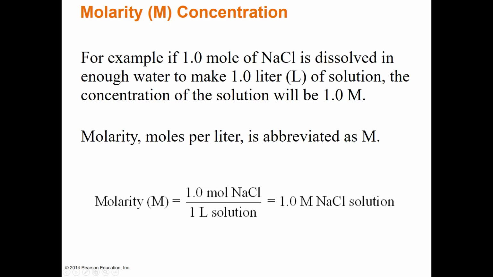For example, if 1 mole of sodium chloride is dissolved in enough water to make 1 liter, then the concentration of the solution would be a 1 M solution. Molarity is moles per liter. 1 mole of sodium chloride over 1 liter solution would give you 1 M NaCl. 1 over 1 is equal to 1. So the formula here is moles over liters is molarity.